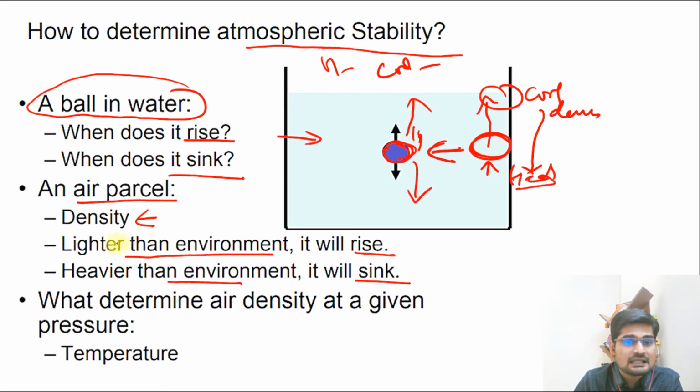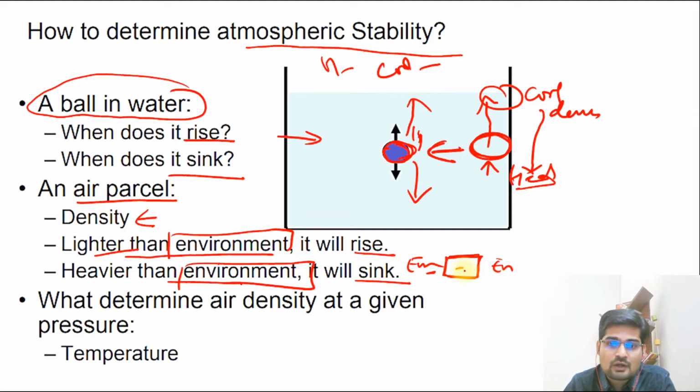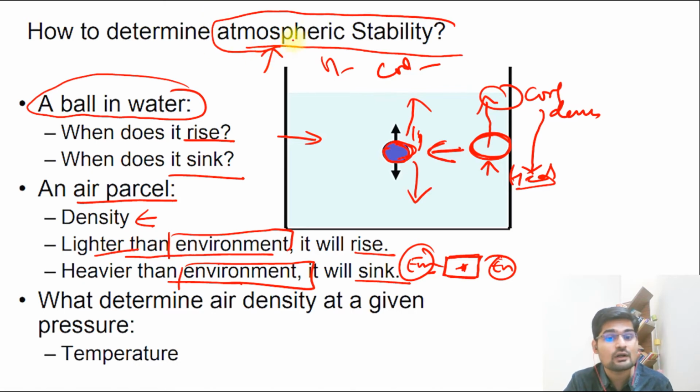So remember, when we say lighter than environment and heavier than environment, what does it mean? We have already talked about it: it is a fixed packet. When we say fixed packet or parcel, there is environment all around it, right? So either its temperature will be the same as, or higher than, or lower than the environment, right? So those are the three different cases. If it is higher than the environment, what will happen? If it is lower, what will happen? If it is the same as the environment, what will happen? All of this depends upon this factor, whether atmospheric stability or instability will be there.